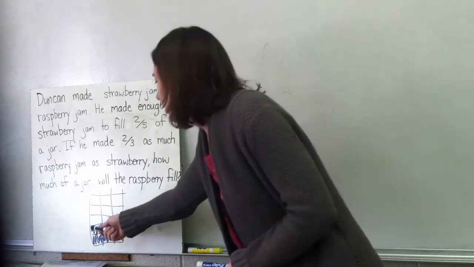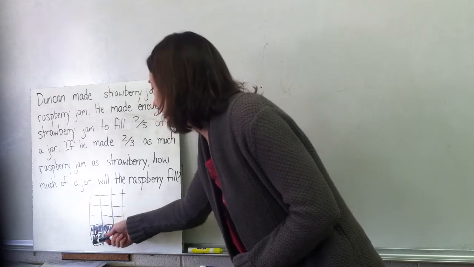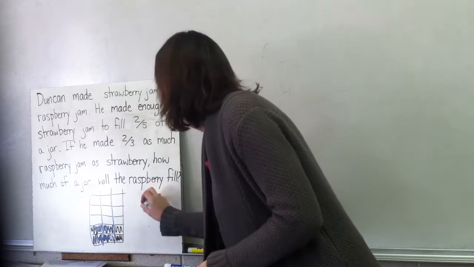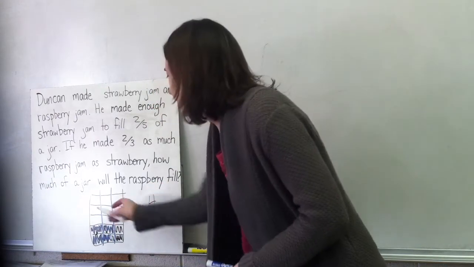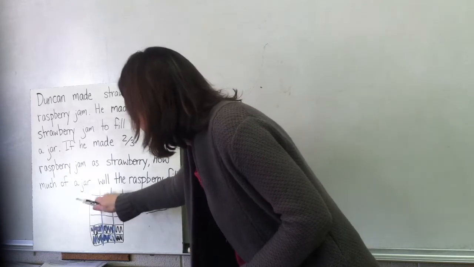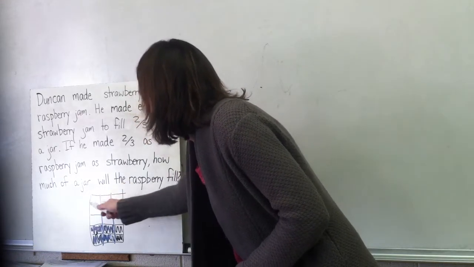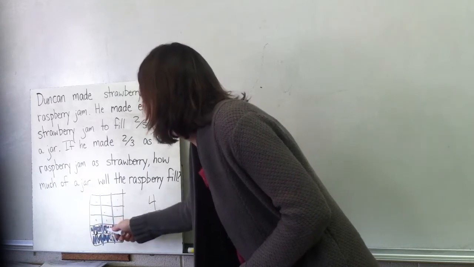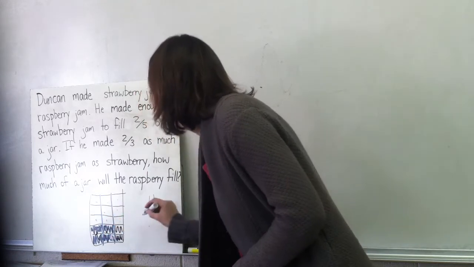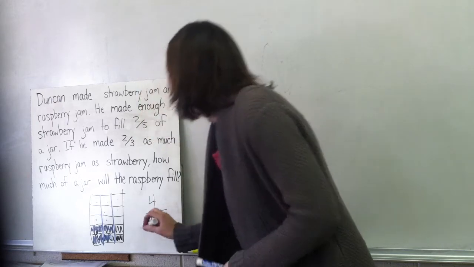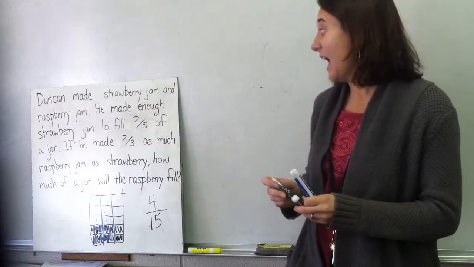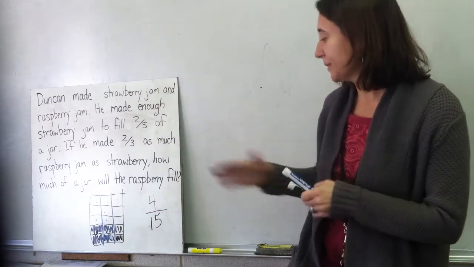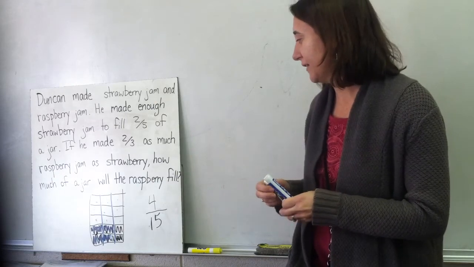Well, let's see. 1, 2, 3, 4 out of, this should be 1, 2, 3, 4, 5, 6, 7, 8, 9, 10, 11, 12, 13, 14, 15. 4 out of 15. And that actually is in simplest form because nothing can go into both 4 and 15.